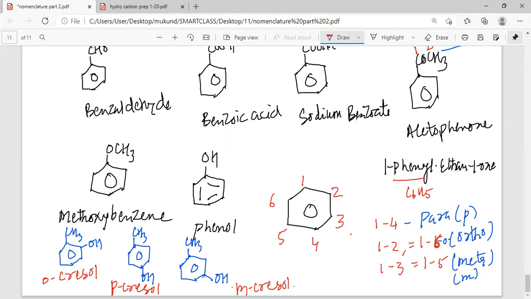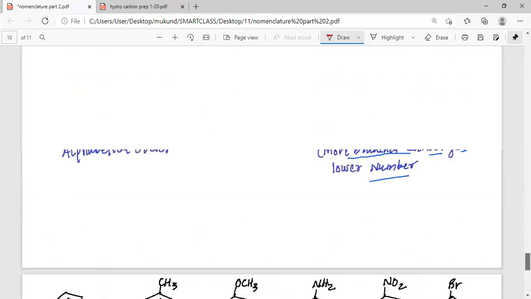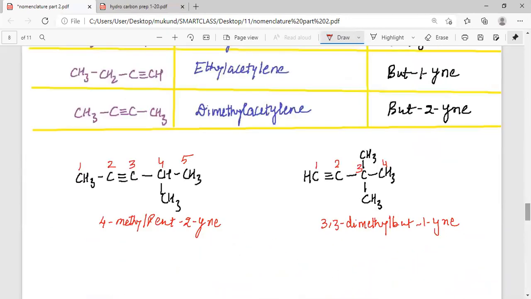So these are the various ways by which we can give names to the various organic compounds. I hope, my dear students, you have understood it well. You have enjoyed this class. I wish you happy learning.